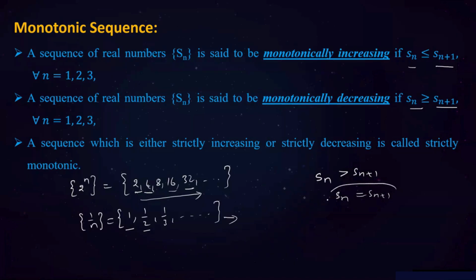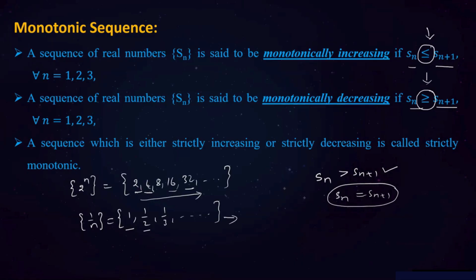But if I exclude this particular condition, if I take strictly Sn greater than Sn plus 1, right? I mean, if you take two successive numbers in the sequence, if the first one is strictly more than the second one, then I can call such a sequence a strictly monotonically decreasing sequence. I'm just excluding equality here. And here also the same thing, right? If I exclude that equality, if I take strictly Sn less than Sn plus 1, then I'll call such a sequence strictly monotonically increasing. And in this case, it is a strictly monotonically decreasing sequence, right?